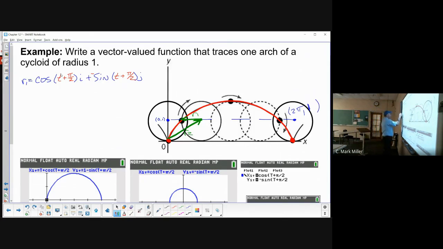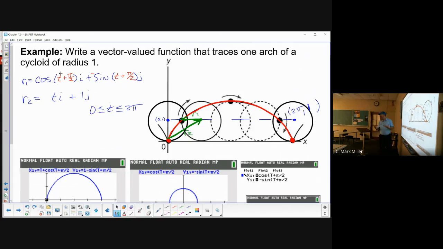So R2 is just going to be t i plus 1 j. Now we only want one arc. So I'm saying that will just go straight across. That will be this blue line right here. We want it to stop though. We want it to start at the origin and stop at 2 pi. So we're going to do 0 less than or equal to t less than or equal to 2 pi.